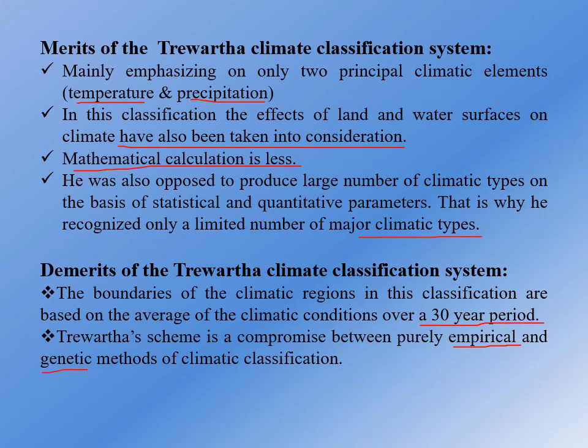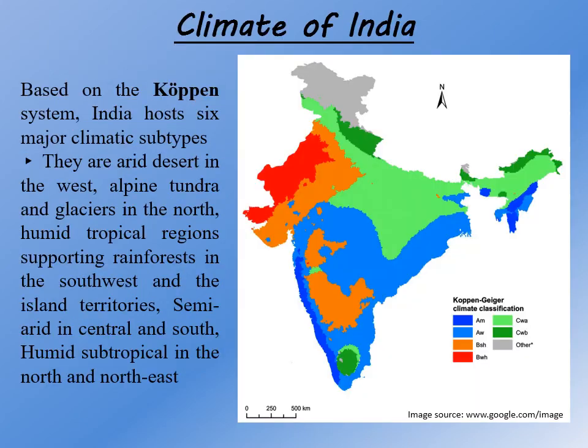So if we look at the climates of India, India has all the six different major climatic types: the tundra climate, glacier climate, humid tropical climate, rainforest, the semi-arid climate, and humid subtropical conditions. You can see all the different colors indicate different symbols, and all the different varieties are found to occur in India in different areas depending on its geographic occurrence.